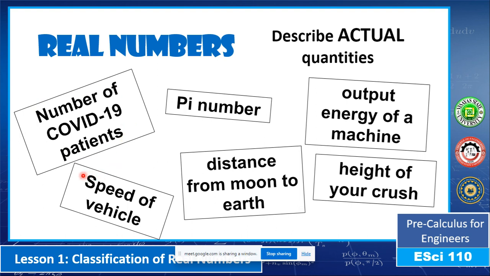And we can also quantify speed, like the speed of a vehicle. Please follow the cursor, this red button. For speed, you can have 60 miles per hour.